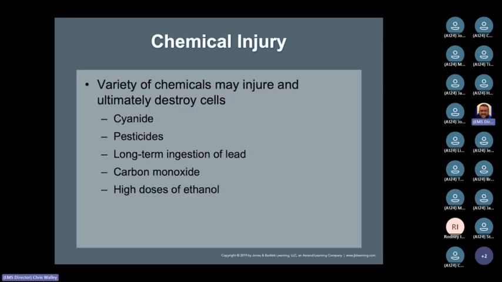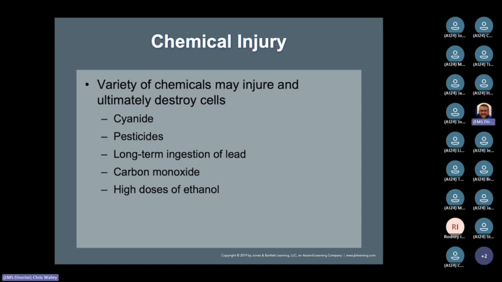So with chemical injury, a variety of chemicals may enter the body and ultimately destroy those cells. Some of the common poisons include cyanide and pesticides. Cyanide induces cell hypoxia. Pesticides prevent proper transmission of nerve impulses by blocking the enzyme.